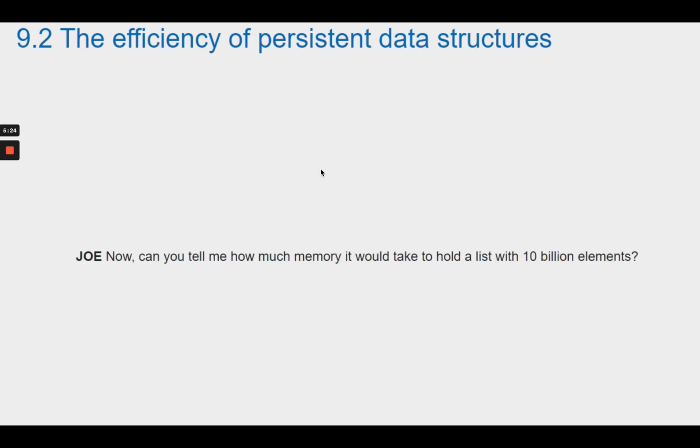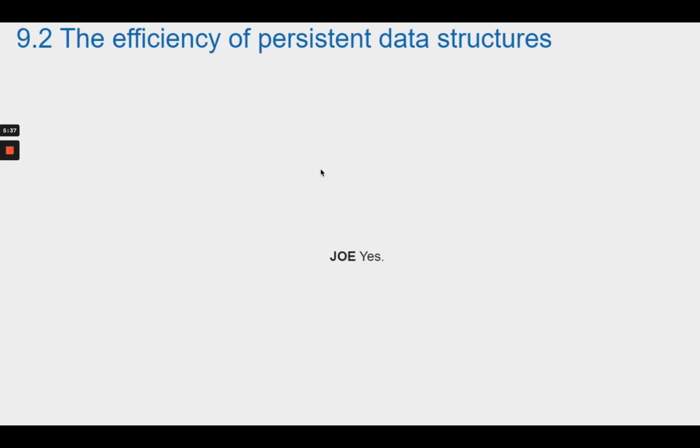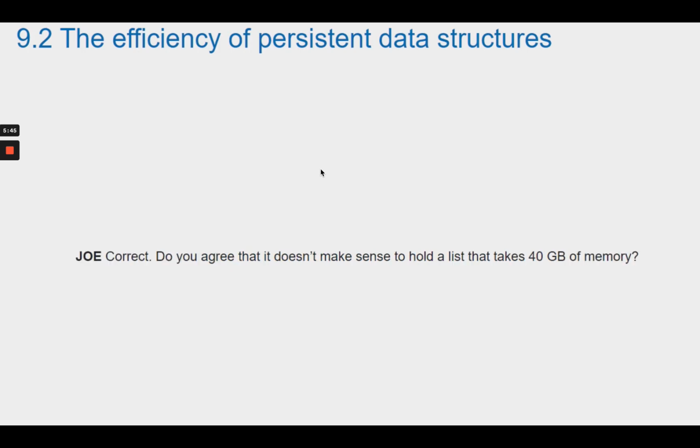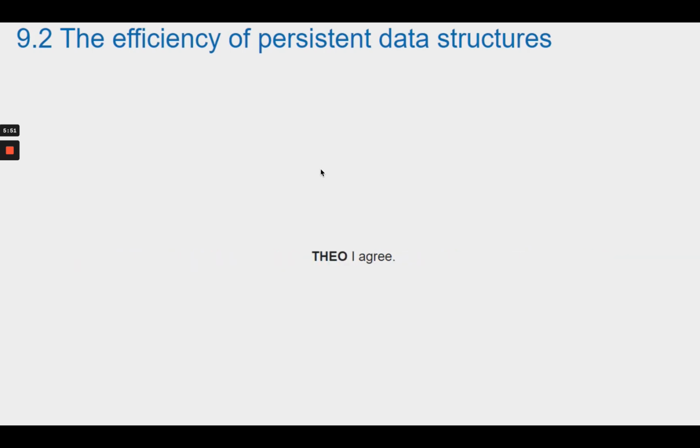Joe: Now can you tell me how much memory it would take to hold a list with 10 billion elements? Theo: You mean one with 10 zeros? Joe: Yes. Theo: Each element takes 4 bytes, so it would be around 40 gigabytes. Joe: Correct. Do you agree that it doesn't make sense to hold a list that takes 40 gigabytes of memory?